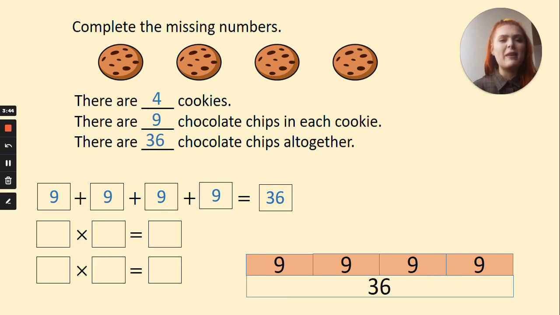But remember, we are trying to be efficient mathematicians. That means we try to make the quickest, easiest sentences that we can. So instead of writing out all those additions, we could write that as multiplications. Can you pause the video for a moment and write down the multiplications that could fill these boxes? Okay, so you might have written 4 times 9 equals 36, or 9 times 4 equals 36. Because remember, we can swap those factors over and keep the same product. And the product means our answer.